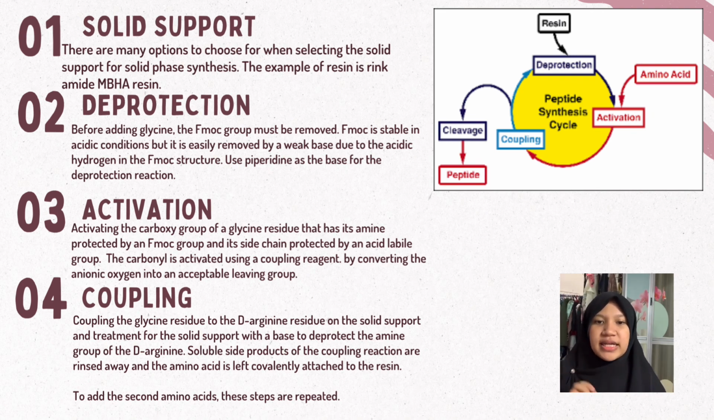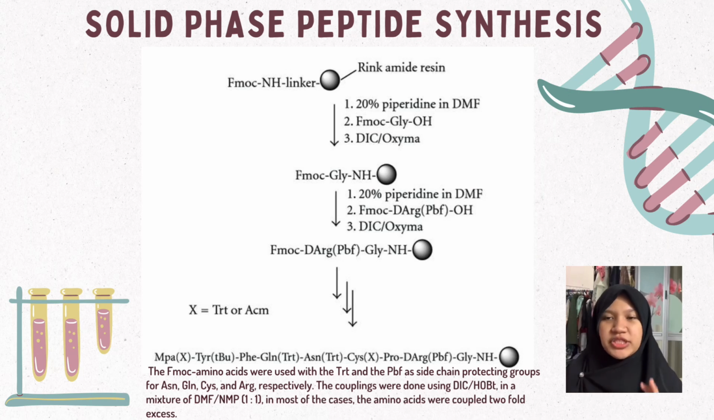So the fourth one is the coupling. We couple the glycine residue to the D-arginine residue on the solid support, after treating the solid support with a base to deprotect the amine group of the D-arginine. Soluble side products of the coupling reaction are rinsed away and the amino acid is left covalently attached to the resin. We need to repeat the three steps, which are deprotection, activation of the amino acid, and coupling with other amino acids. So we started the reaction with glycine and D-arginine. Then we continue with proline, cysteine, asparagine, glutamine, phenylalanine, tyrosine, and lastly mercaptopropionic acid.